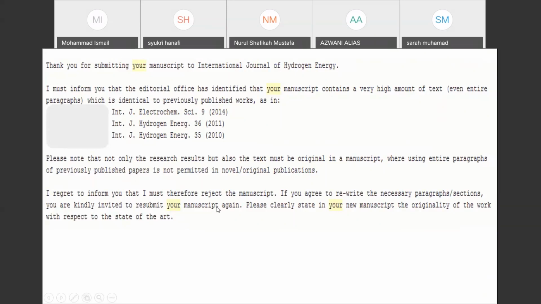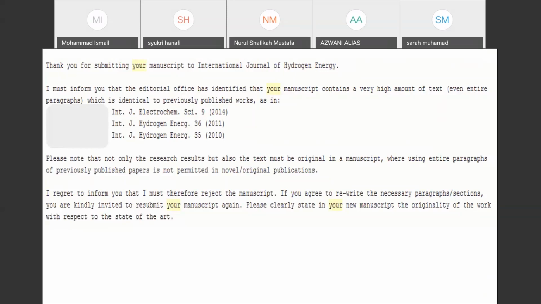This is something we cannot accept, as a student or as a supervisor. If you agree to rewrite the necessary paragraphs and sections, you are kindly invited to resubmit your manuscript. Please clearly state in your new manuscript the originality of the work with respect to the state of the art. You can see again that the editor still gives a chance to the author to revise and send again to the journal. So what I want to show here is that the similarity index is very important for high impact journals.